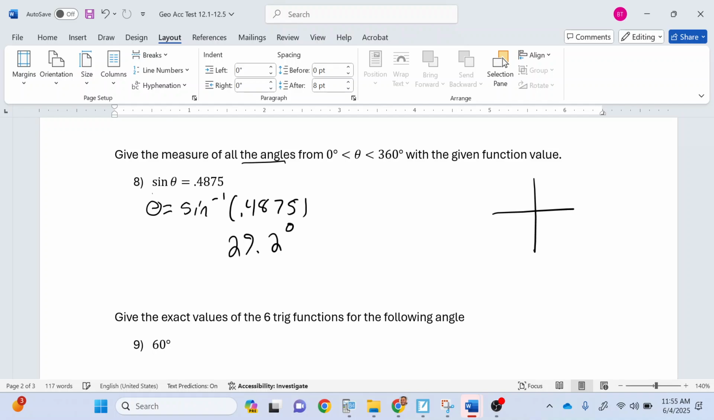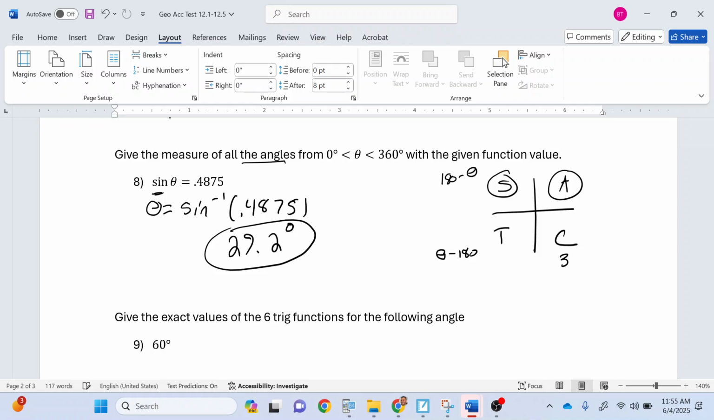So in this case, it's always All Students Take Calculus. This is a positive one, so that belongs here. Since I'm doing sine, I need this section here. To figure that out, I would take whatever angle I have and do 180 minus the angle. If it was in the third quadrant, it'd be theta minus 180. And the other one would be 360 minus your theta.